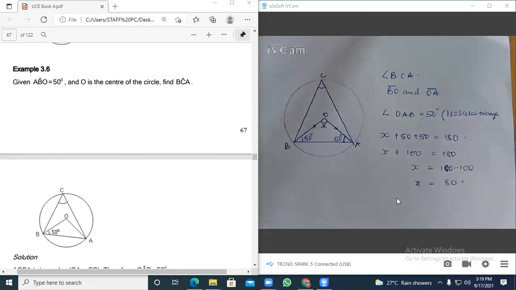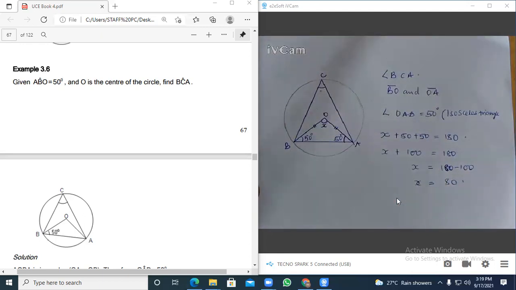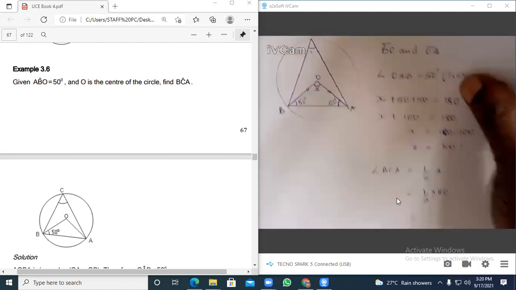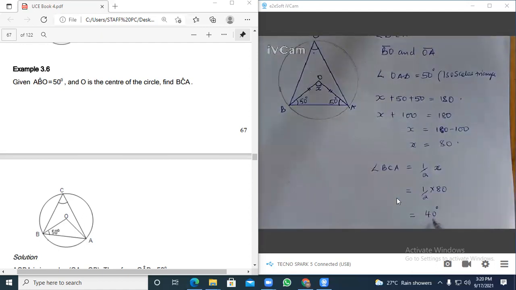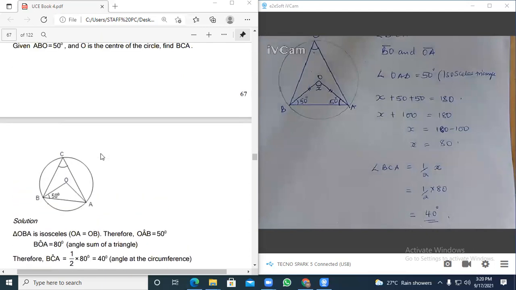80, isn't it? Yes. Now, what is this angle here? 40. Correct. So angle BCA is a half of x, isn't it? So which is a half times 80, and we get 40. Okay. So members, let us stop there. Any question? Letitia, any question? It's almost done.